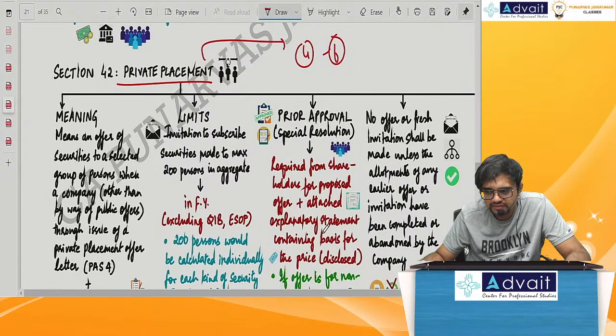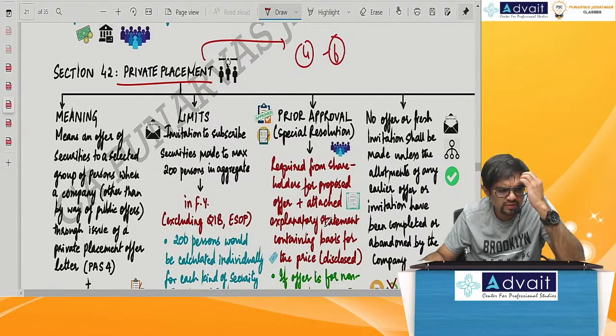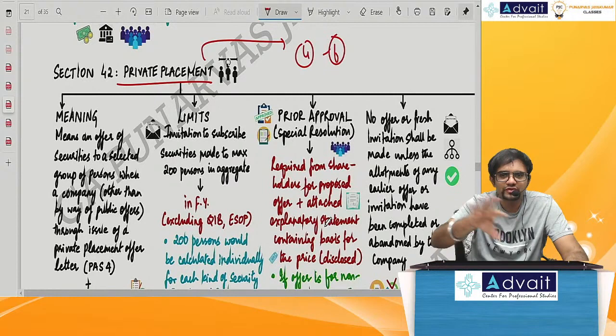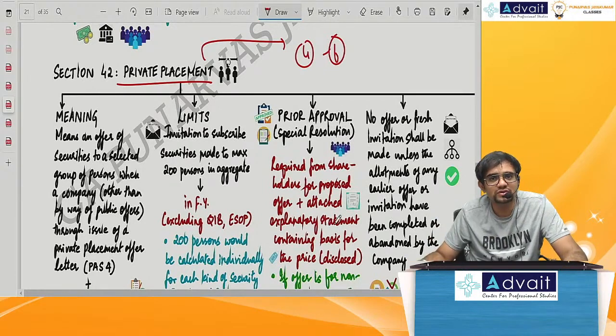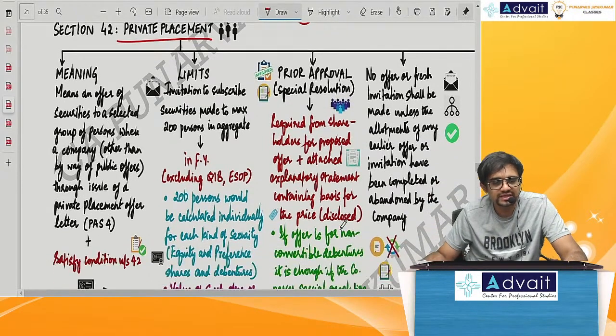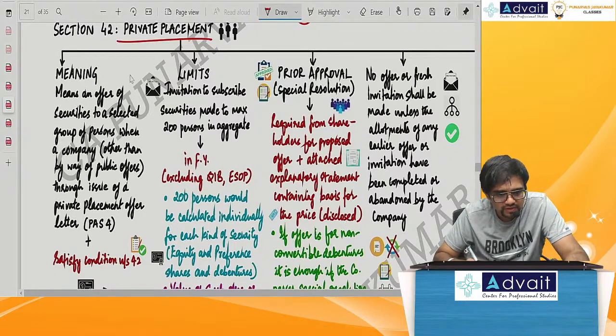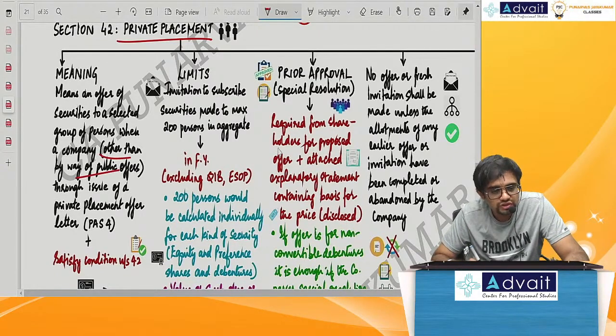So, what do you mean by private placement? Any offer of securities to a selected group of persons by the company, other than by way of public offer. I don't want to give the shares to the public. I want to choose a few people and give the shares only to those few people, and that is called private placement. Other than by way of public offer, it is through the issue of something called a PPOL, private placement offer letter.